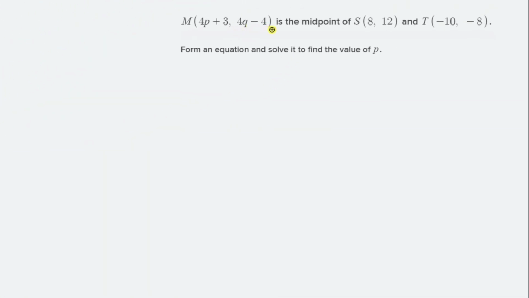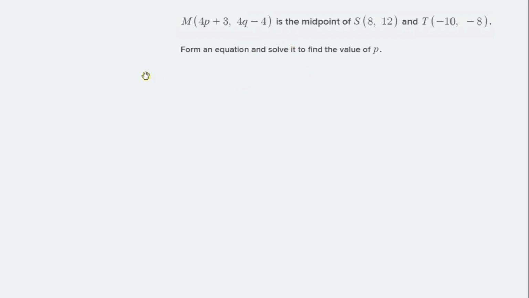Last, potentially more difficult, but last, I've got this midpoint M that is really not a point. These coordinates are kind of weird. They're linear equations. M is the midpoint of S and T. Form an equation and solve it to find the value of P. Just for the value of P, and then we can do the value of Q after. I'm sure there'd be a follow-up question to find the value of Q.